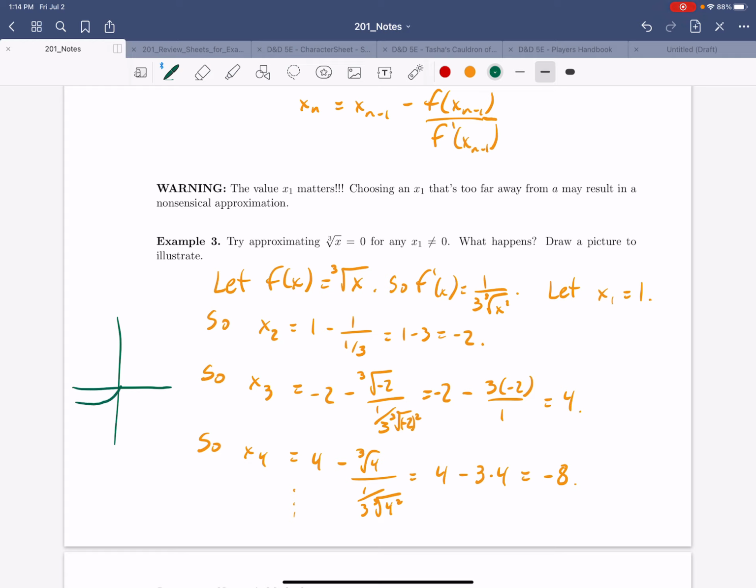If this is our curve, y equals the cube root of x, if we start at any value that's not 0, well, if we do the tangent line, looks like that's where it's 0. And then we go up here. Find that line. Well, that's going to give us a point even further out. And then we go here. That's going to give us a line with a 0 even further out. So we're getting further and further away from our goal of the origin, just because this curve is kind of weird. Okay, so be a little careful.